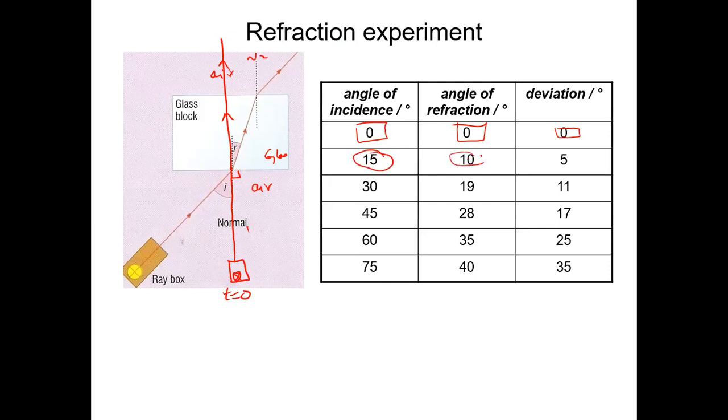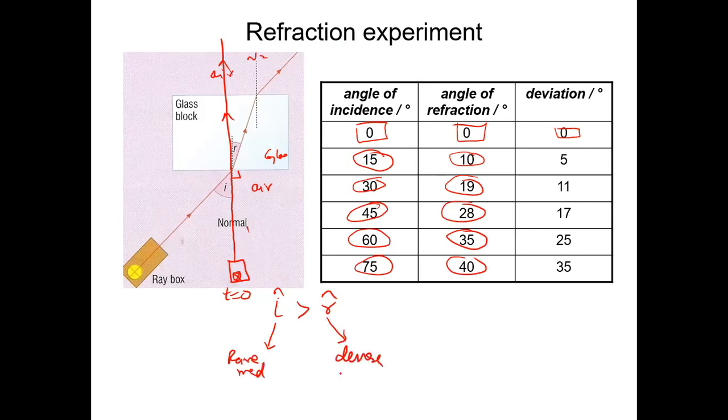You can see that the angle of refraction also changes. But one thing you can notice is that the angle of incidence is always bigger than the angle of refraction. Why? Because the angle in the less dense medium is always bigger. So this is the rare medium, and this angle is in the dense medium. So when light travels from a less dense to a dense medium, it bends towards the normal and the angle decreases. Okay.